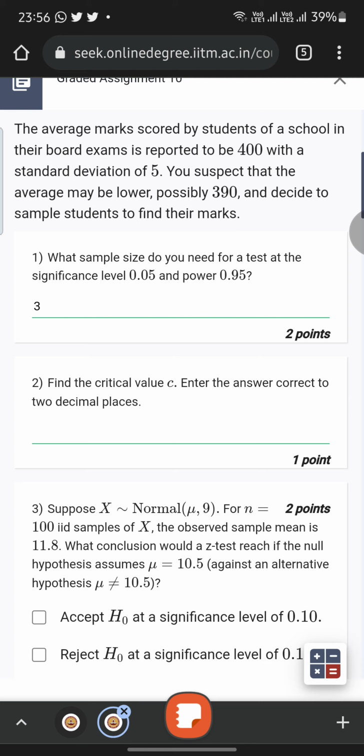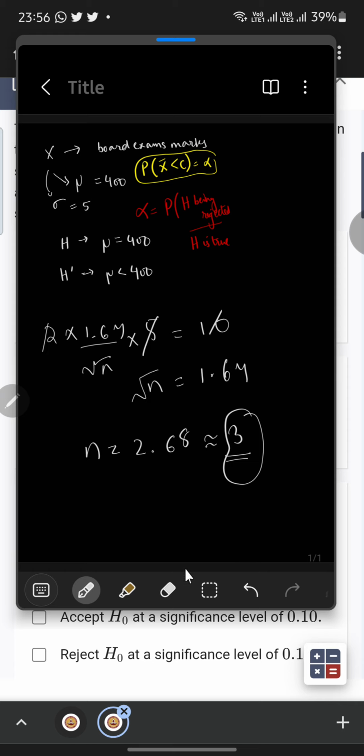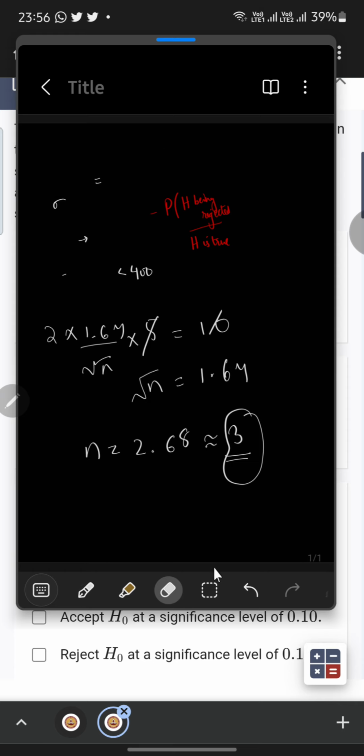Basically that 1.64 into 5 by root n plus 390, or you can just write minus 1.64 into 5 by root n plus 400. It's up to you, whatever you want to write. So let me just calculate it again. Let me just remove this.